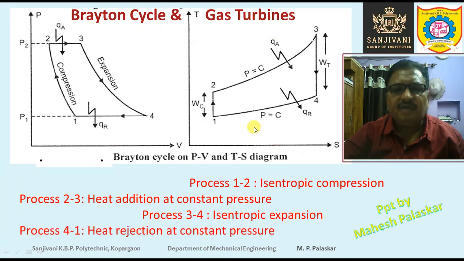Now the process 4-1 is heat rejection at constant pressure. So you can see that in the PV diagram this line 4-1 is horizontal, so it indicates the constant pressure, and the heat is rejected, the temperature is reduced. You can see in the TS diagram that the temperature gets reduced from T4 to T1.